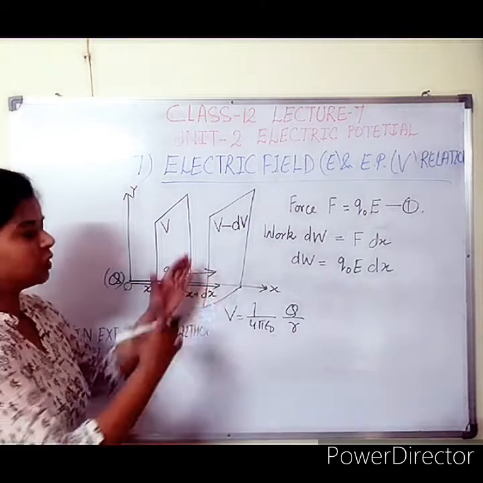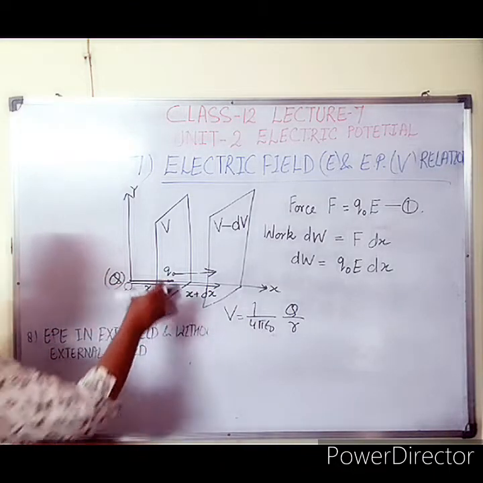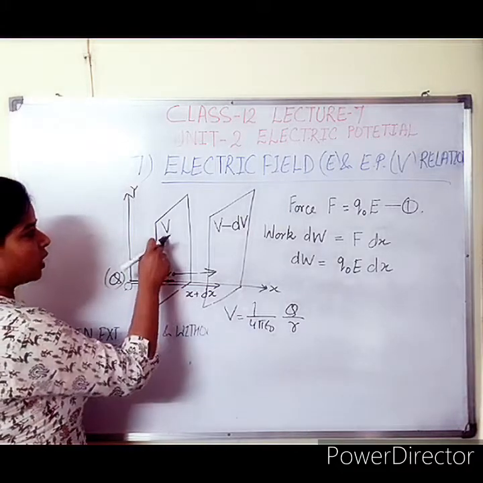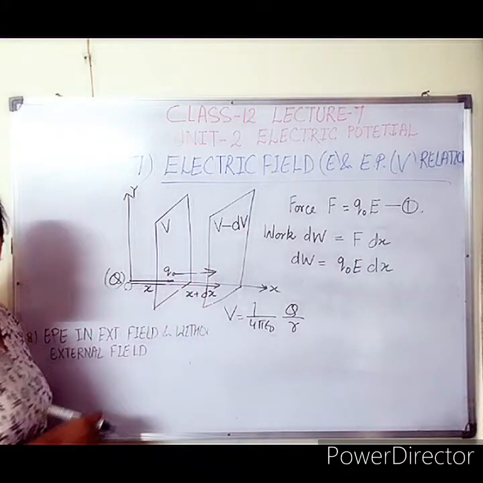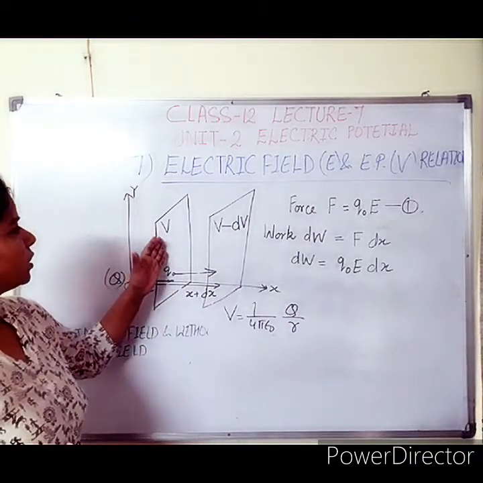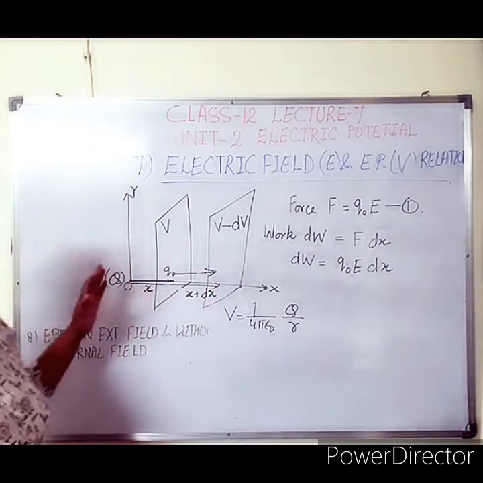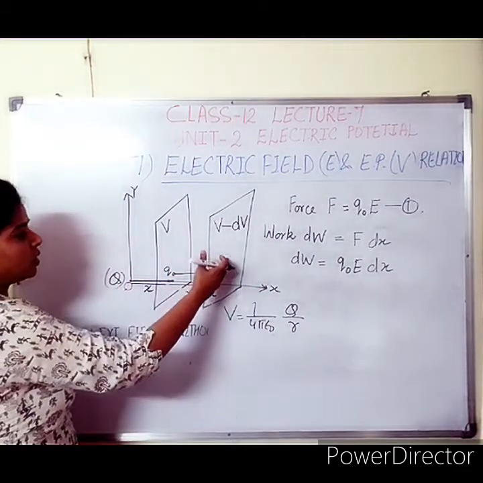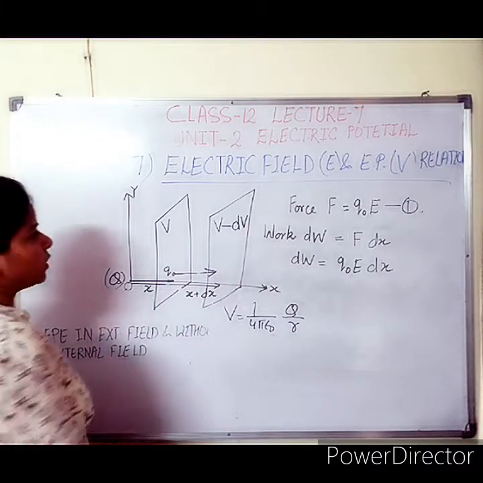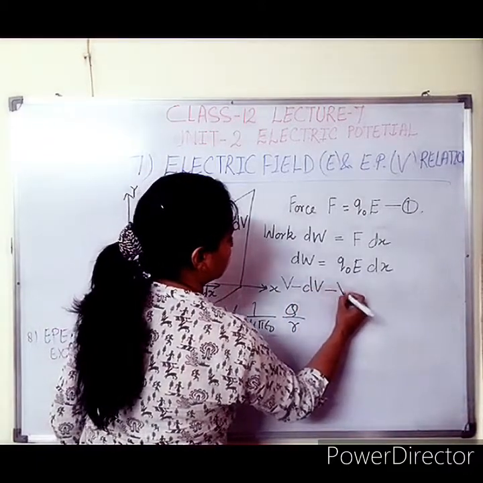Now see the left hand side case. The concept applies over this left hand side case. The positive charge is moving from higher potential to lower potential. So what we have to write? We have to write the final potential minus the initial potential. So we will write here V minus dV minus V.